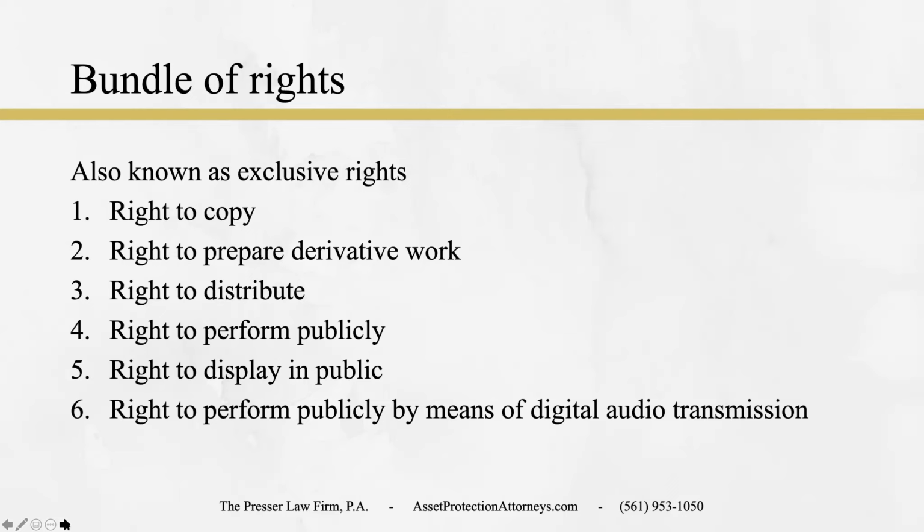The sixth right that comes with the bundle of rights is the right to perform publicly by means of a digital audio transmission. When you're listening to music on Spotify, or Pandora, or Amazon Music, these platforms have to obtain the right in order so that we can stream this music and listen to it. Now, by us streaming it, we're not taking ownership of the music, but we are given the right to listen to that music.